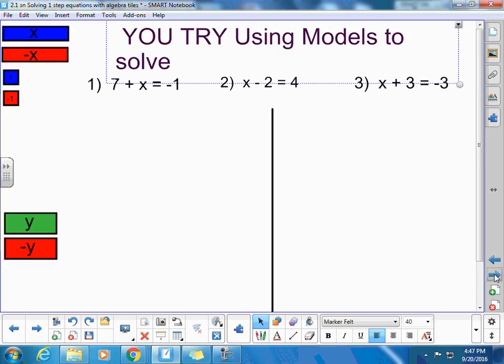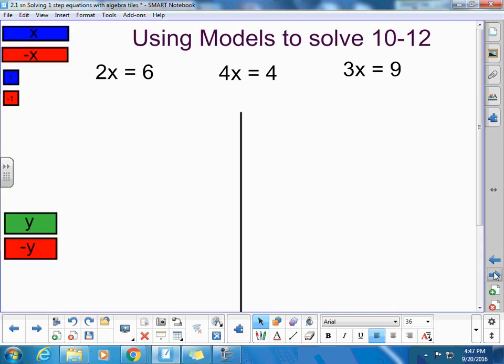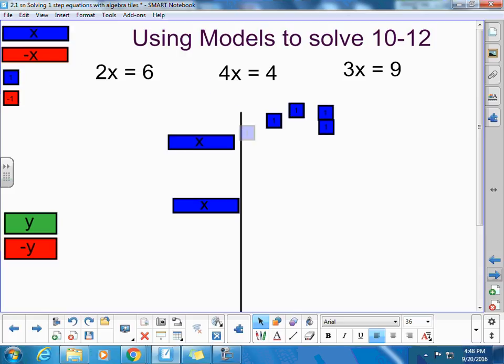So I'm going to let you do those 2 and those 3 on your own. And then now we're talking about modeling ones where we have 2x equals 6. So building 2x, there's 1x, I need 2 of them. 2x equals 6. I'm going to randomly place these 6 to begin with. 3, 4, 5, and 6. So 2x equals 6.